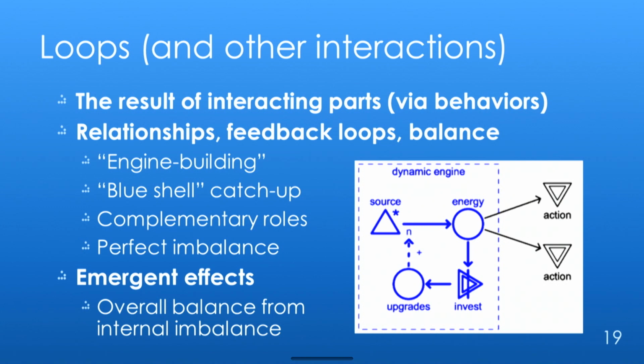This is how parts of the game interact with each other. Now, this can also be the user interacting with the game, where the user and the game proper are the subsystems, and they break down into their own subsystems. We see lots and lots of these different kinds of feedback loops. I covered a few of them a few minutes ago. But we talk about engine-building games or a blue shell mechanic. These are examples of how different parts of a game interact with each other to create different behaviors.